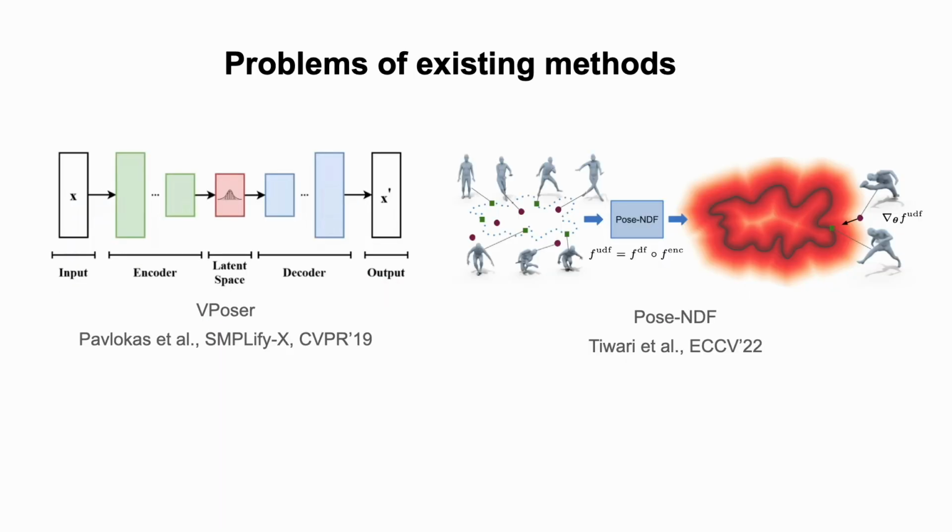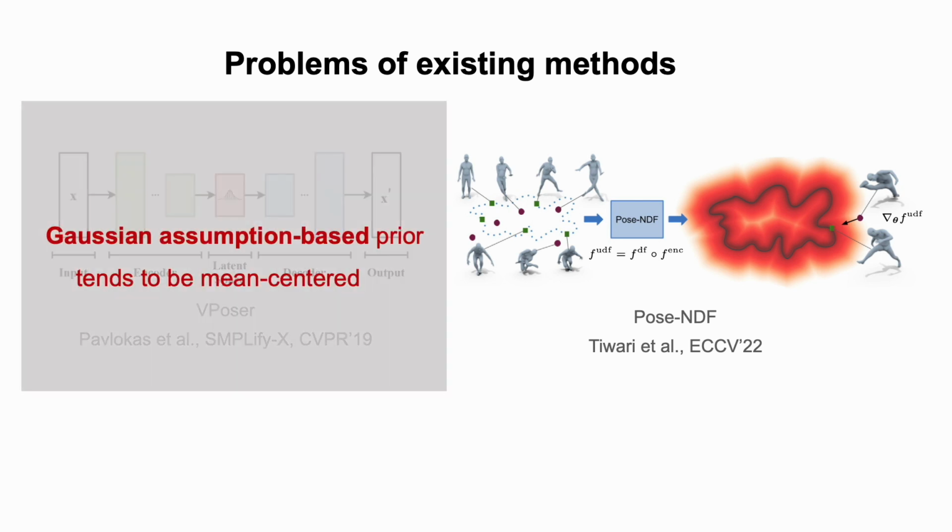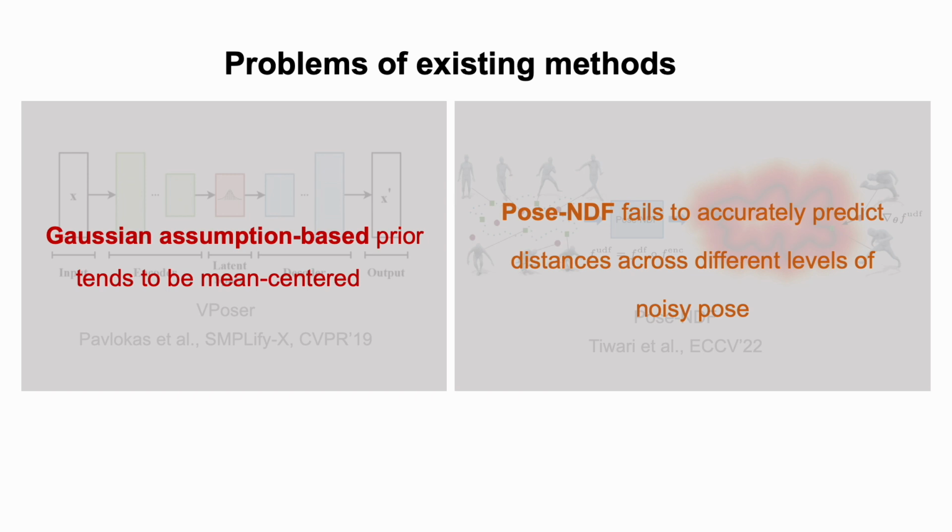However, existing works still encounter many problems. VAE-based methods like vPoser rely on a Gaussian assumption for the latent space. It has the tendency to predict poses closer to the mean of the Gaussian. Pose NDF alleviated this issue by learning a pose manifold. However, it faces challenges in accurately predicting distances for various levels of noisy poses.